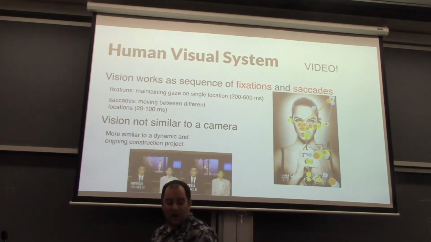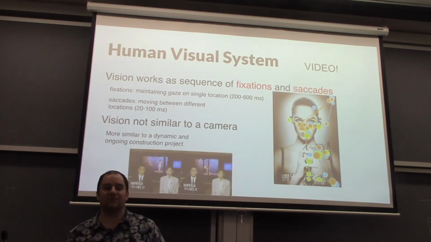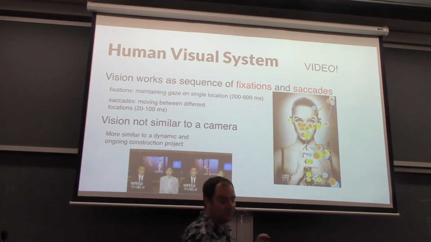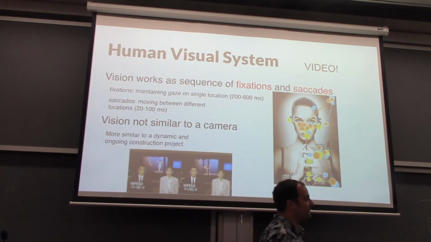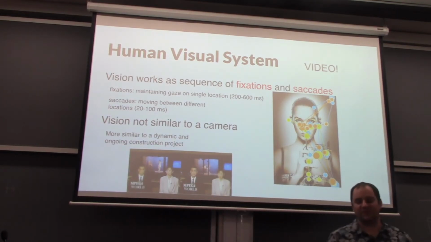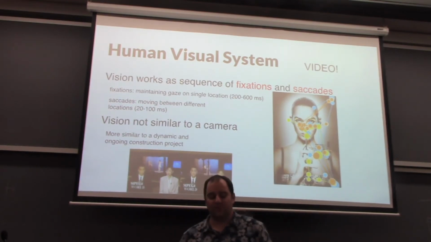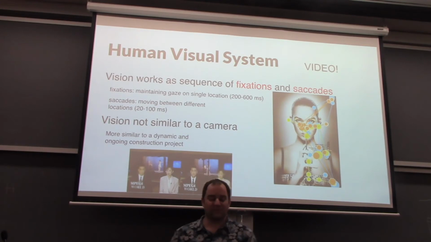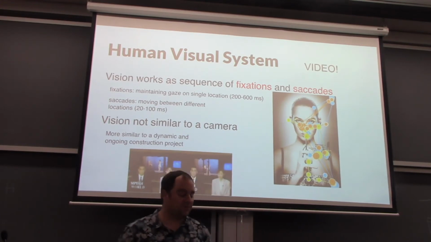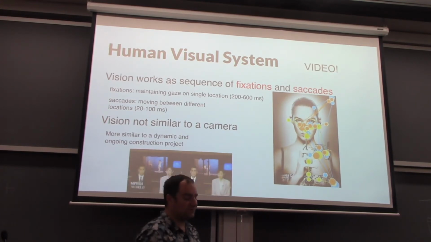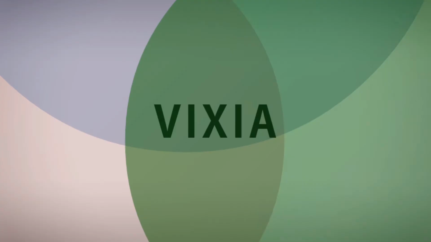How that works is we have rapid, interchanging operations between fixations and saccades. We fixate on a point, perceive it, and then move our eyeballs around, and the moving of the eyeballs is called saccades. The fixations last about 200 to 600 milliseconds, and the saccades, the moving between different locations, take between 20 and 100 milliseconds.